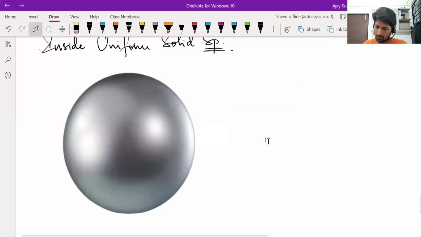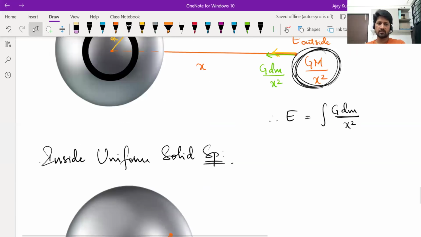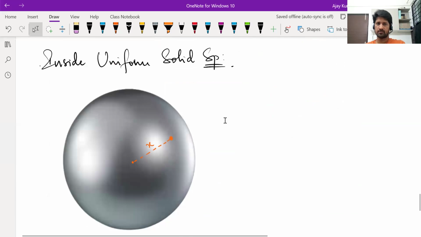Suppose you want to know how much gravitational field is created by a uniform solid sphere at a point inside it, which is at a distance x from the center. Now, the approach will again be the same. You will have to treat the solid sphere as a collection of hollow spheres, that too thick hollow spheres.